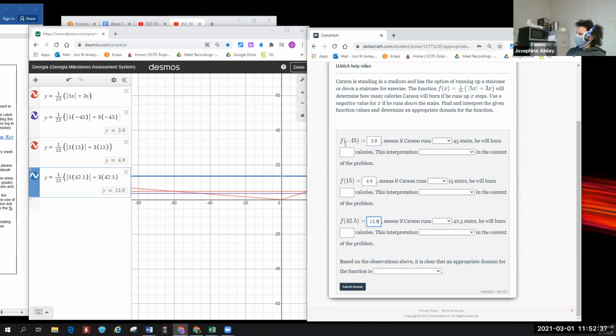All right, that means when he runs down 45 steps, he is going to lose, well, gain, sorry, 3.6, which means he runs up or down.